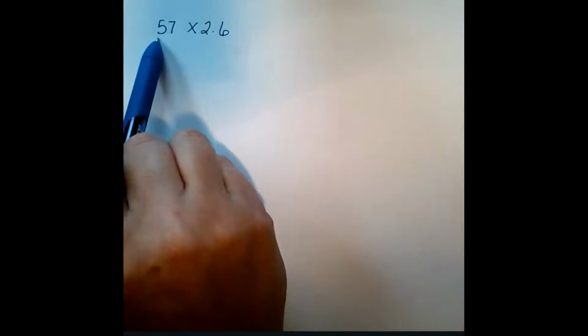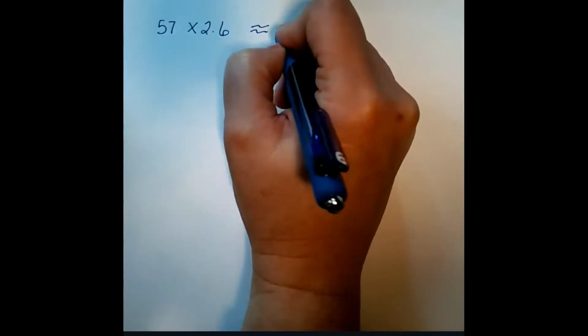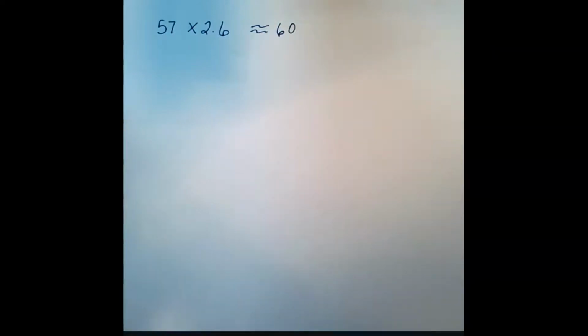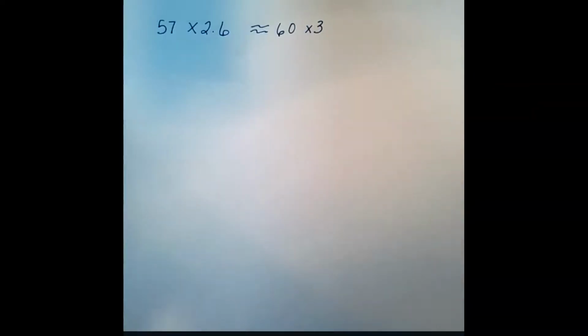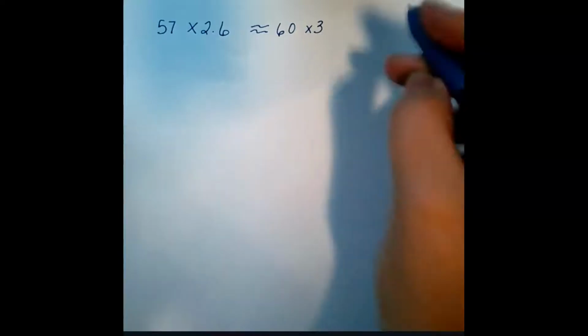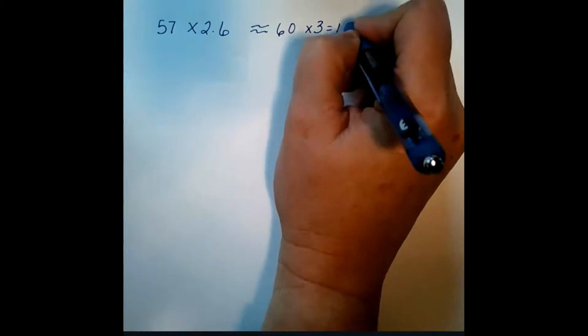Let's begin with the problem 57 times 2 6/10. The first thing we want to do is estimate and round to be able to do that. 57 is closest to 60, and 2 6/10 is close to 3. So now we would be able to estimate. 60 times 3 is 180.